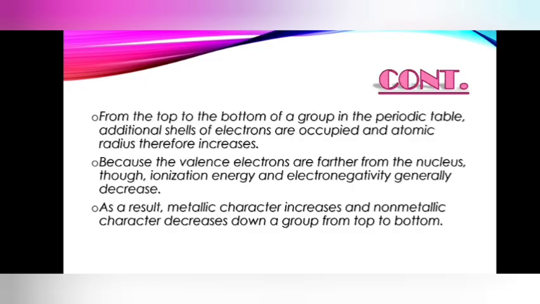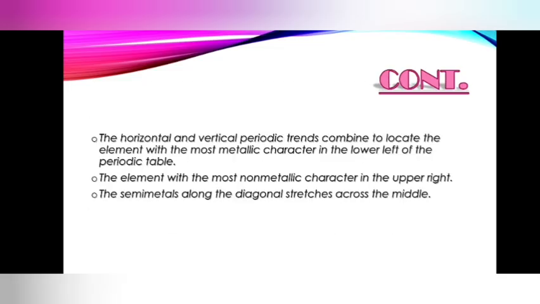Metallic character increases and non-metallic character decreases as we move from top to bottom. The horizontal and vertical periodic trends combine to locate the elements with the most metallic character in the lower left of the periodic table, and the most non-metallic character in the upper right side of the periodic table. The semi-metals along the diagonal stretch across the middle. It means that the semi-metals are present in the middle of the periodic table.